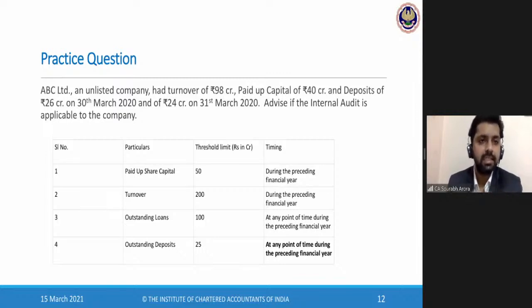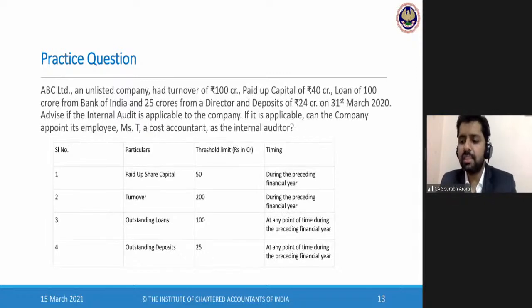Since we have already discussed this, that outstanding deposits at any point of time during the preceding financial year, and not just outstanding deposits, if any of the criteria is fulfilled and the threshold is touched in the preceding financial year, then the internal audit becomes applicable. So yes, in this case, the internal audit is applicable even if the deposits have reduced on 31st March 2020. We'll move on to the next question.